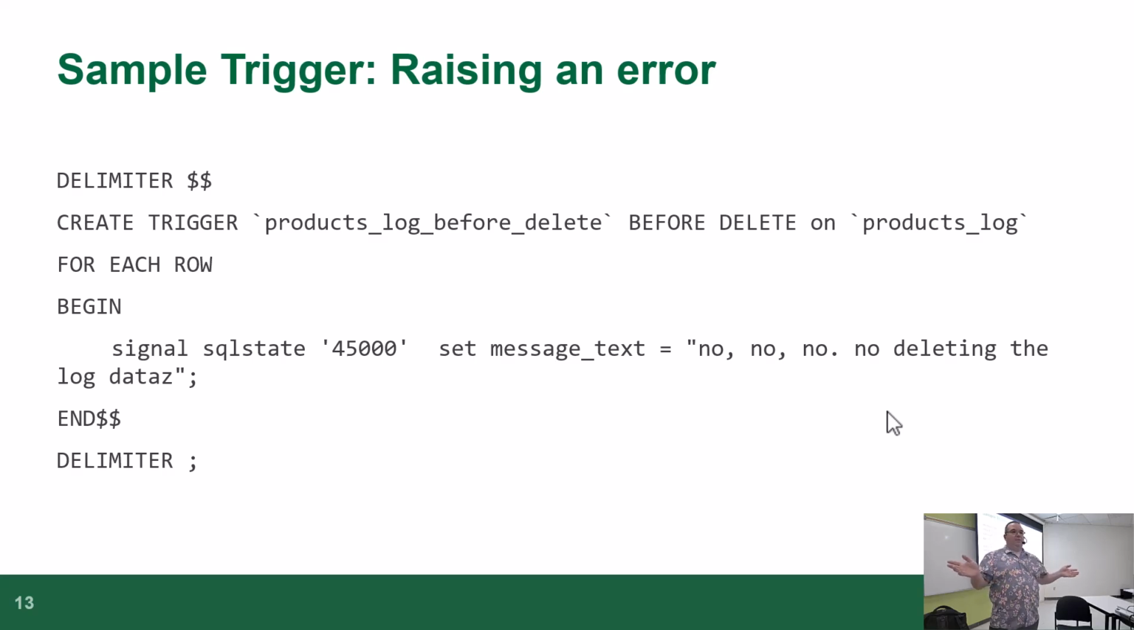45,000, don't ask me why, but that's what it is. It's the error. So signal means send a message back to the server and the client. SQL state 45,000. It's like for web development, 404, page not found. With 45,000, it's error. Like literally, it's a fatal error. Then you give it a message. Set the message text equal to a string. In this case, I'm like, no deleting logs. End and delimiter. So every single time you try to delete a record, it'll tell you, yeah, no, you're not allowed to do this.